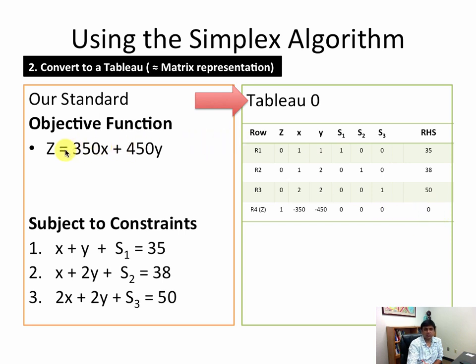And for the objective function, if we move 350x plus 450y onto the left side, we see z has a coefficient of 1, x has a coefficient of minus 350, y has a coefficient of minus 450.